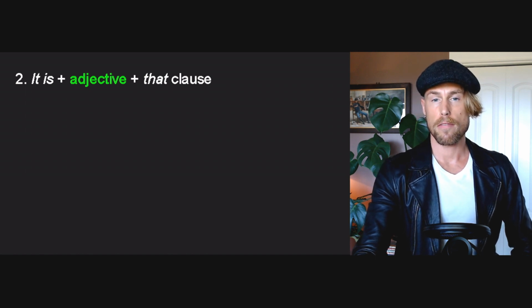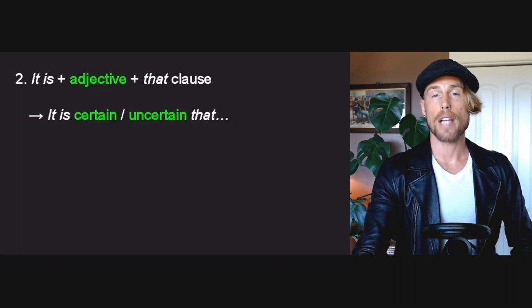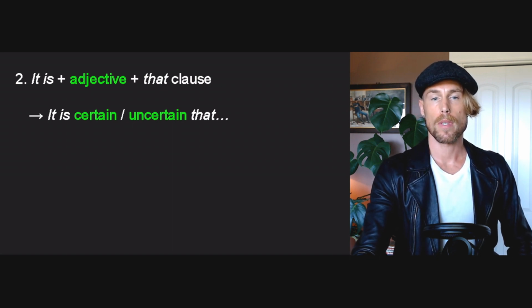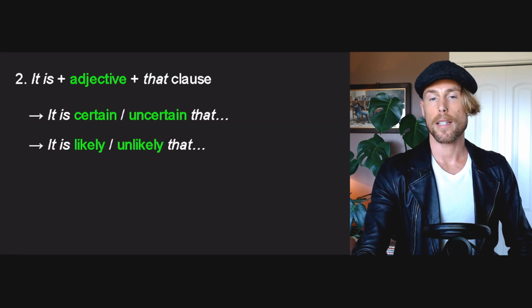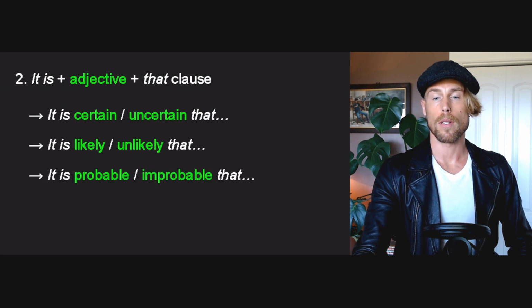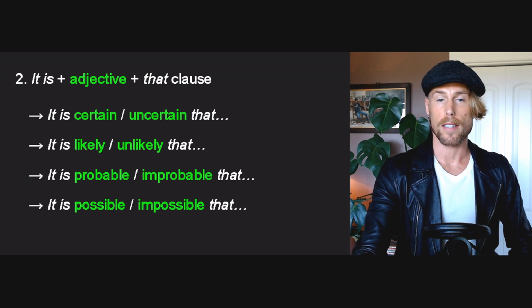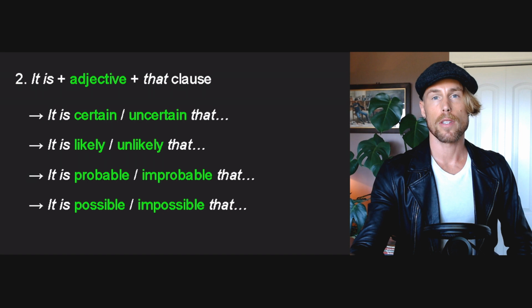Okay, let's look at it is plus adjective plus that clause. So different adjectives can go in the space, and the adjectives can be positive or negative: certain, uncertain, likely, unlikely, probable, improbable, possible, impossible. It is certain that, it is uncertain that, it is likely that, it is probable that, it is possible that. You get the idea.